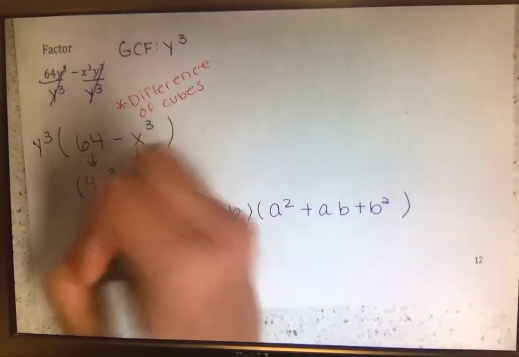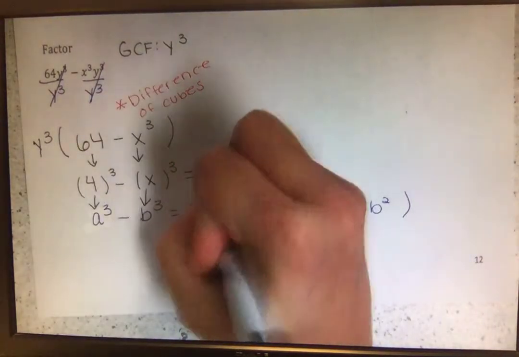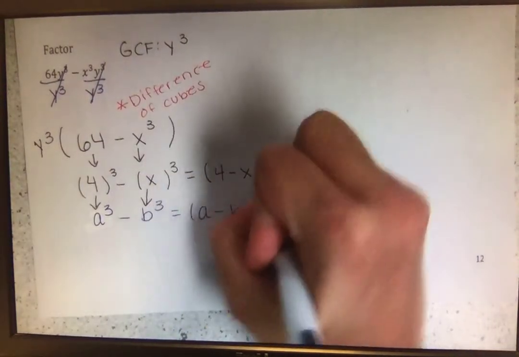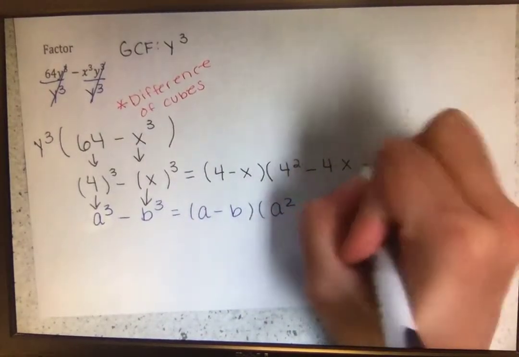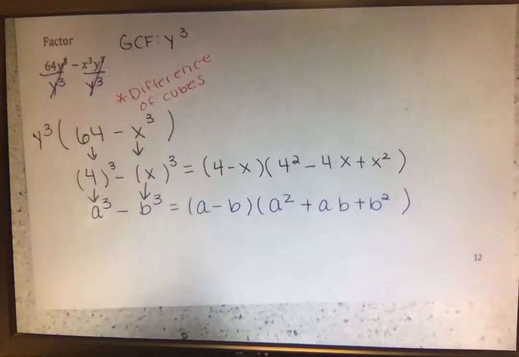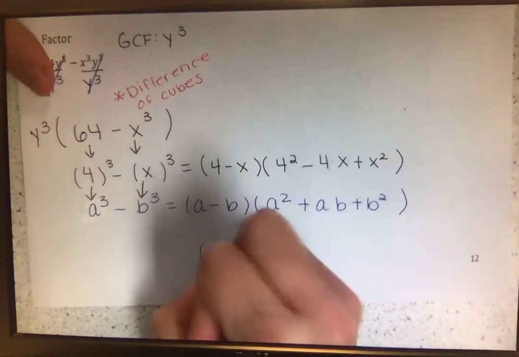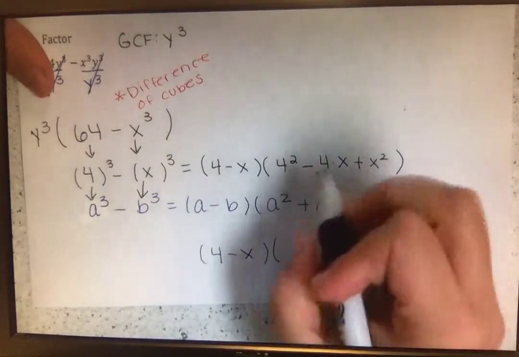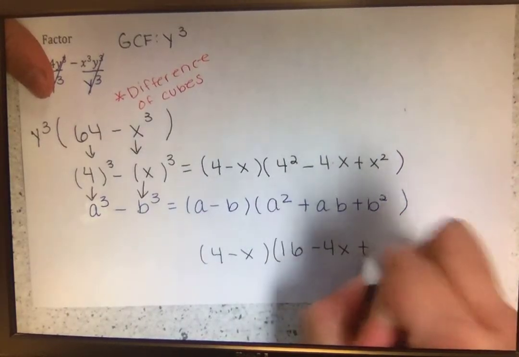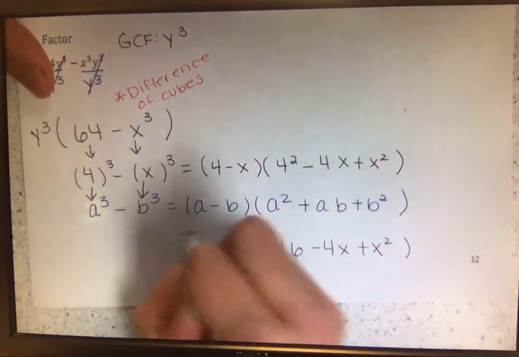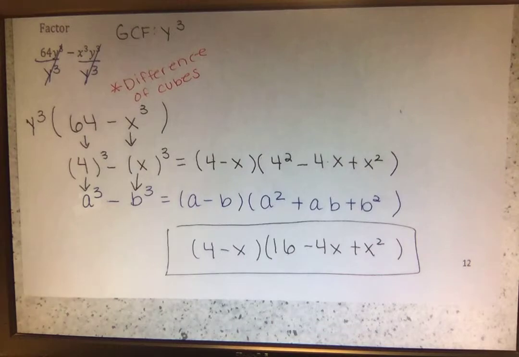So now I know wherever I see an a, I'm going to plug in 4. Wherever I see a b, I'm going to plug in x. So we're left over with 4 minus x times 4 squared plus 4 times x plus x squared. Just like the previous problem, simplifying it a little bit, we have 4 minus x times 4 squared, 4 times 4 is 16, plus 4x plus x squared. And that will leave us with our final answer: 4 minus x times 16 plus 4x plus x squared.